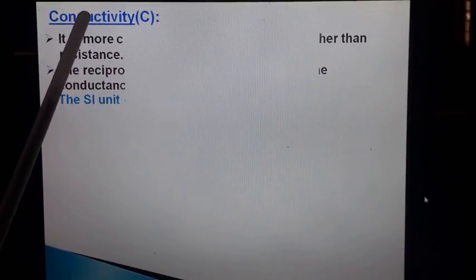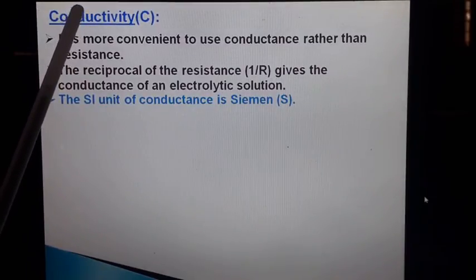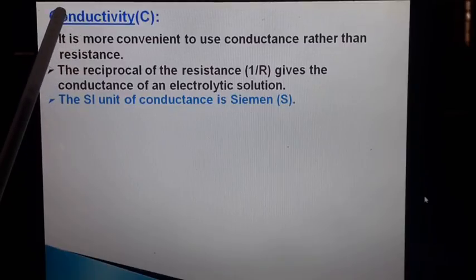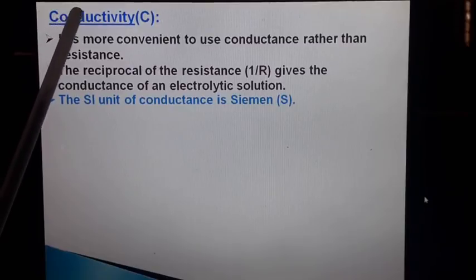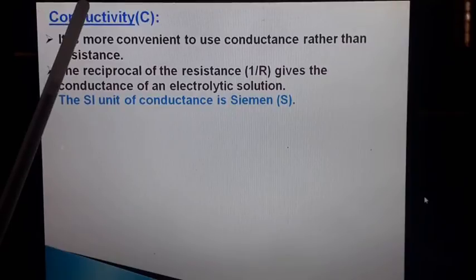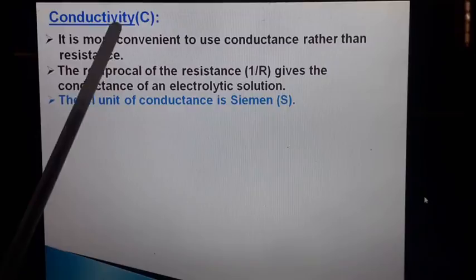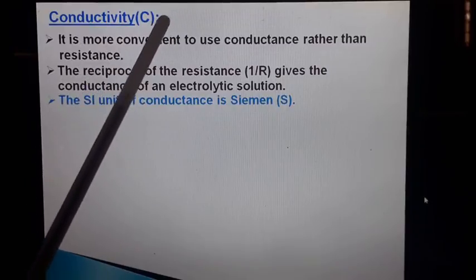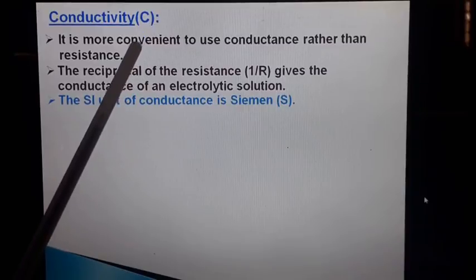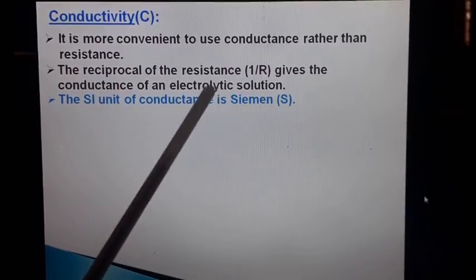Now conductivity, C is the letter for conductance. It is more convenient to use conductance rather than resistance. The reciprocal of the resistance, 1 by R, gives the conductance of the electrolytic solution. The reciprocal means 1 by R. 1 by R is the conductance of the electrolytic solution. The unit of conductance is Siemens.